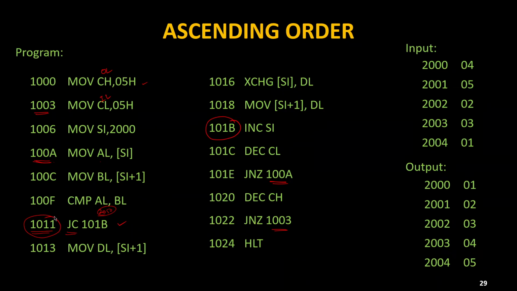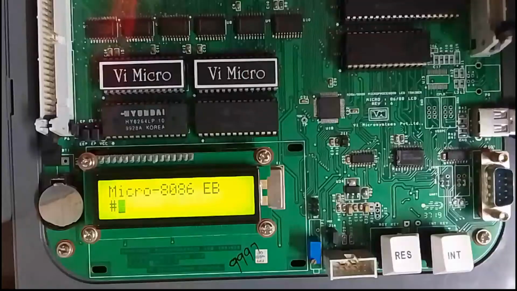In terms of input, I can give input in the memory locations as 04, 05, 02, 03, 01. After completing the program, it should be in this fashion: 01, 02, 03, 04, and 05 in the specific memory locations. I have to make it in that fashion. After completing this, I can get into the real-time kit. So next slide, we will move into the real-time kit.